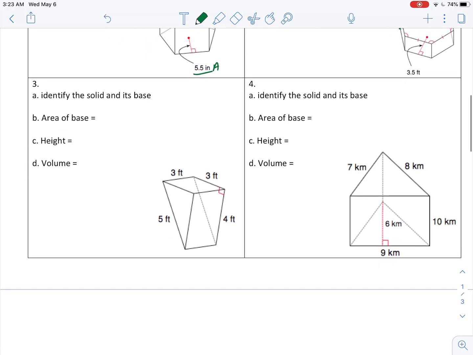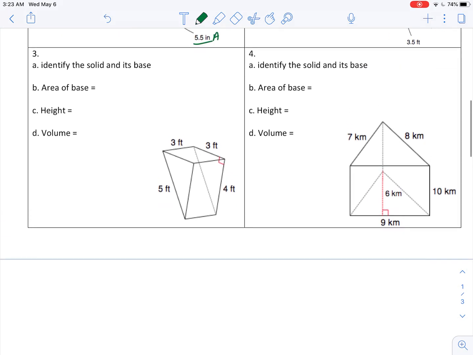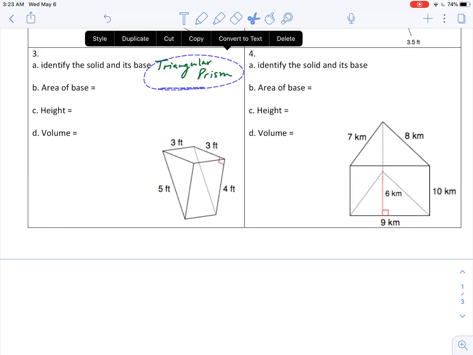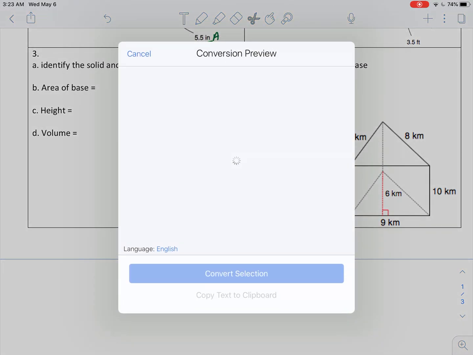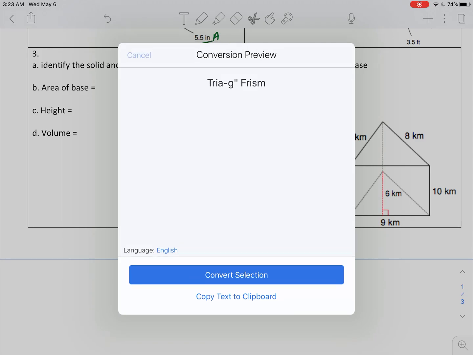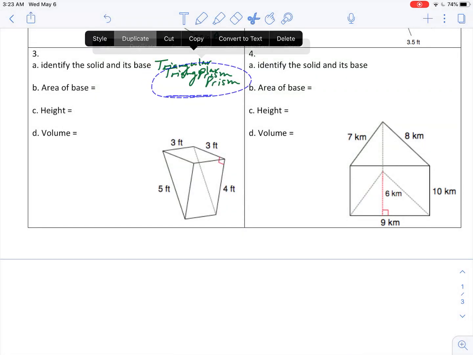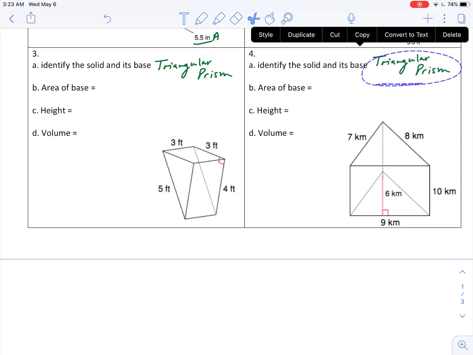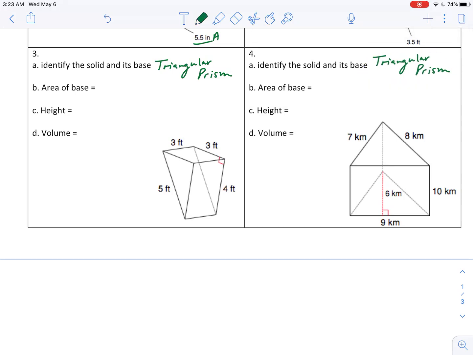Alright, and here's where I really want to focus for today. A lot of our stuff is going to be triangle based, or triangular prisms. So this is a triangular prism. So is this. And this is going to be my base, this right triangle here.